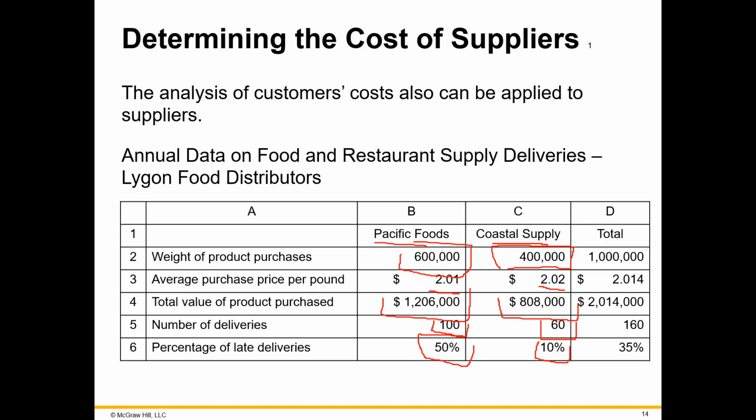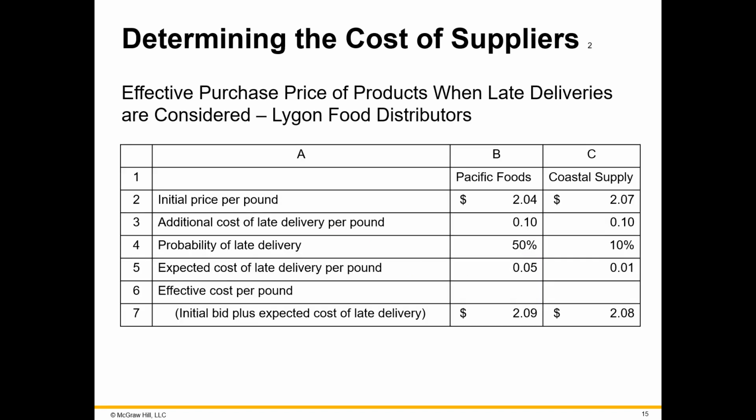This slide demonstrates that late delivery can cost the company some money. So again, Pacific Foods is a little bit cheaper than Coastal Supply, but Pacific Foods is consistently late. They're late 50% of the time. If the additional cost of late delivery is 10 cents per pound, and if Pacific Foods is 50% late, then that means that the price of the product is not $2.04, it's $2.04 plus 5 cents. So the effective cost is actually $2.09.